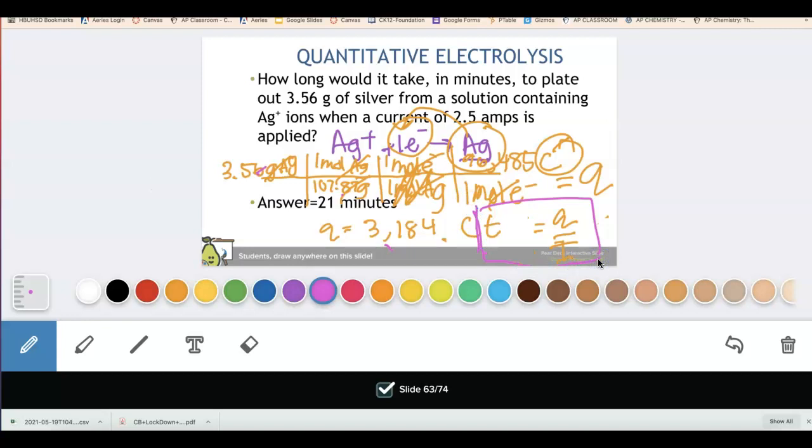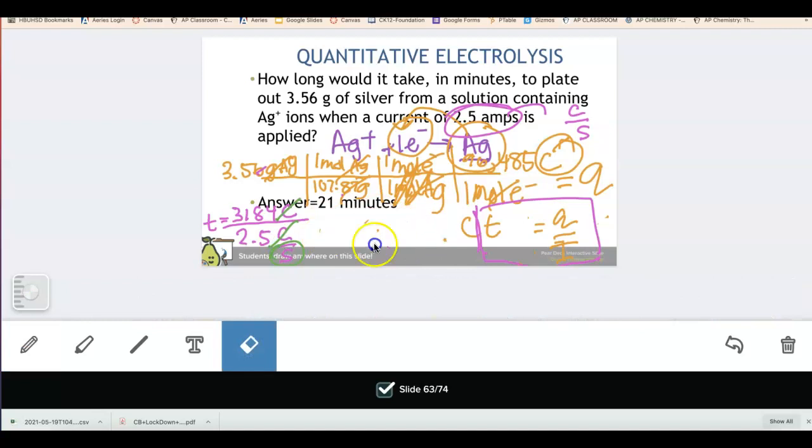T equals Q over I. So my charge was 3184 something coulombs divided by I, and I is current, and current is this. Now remember, an amp is the same thing as a coulomb per second. So I'm going to rewrite this just so you can see how the units work out: 2.5 coulombs per second. You can see that those coulombs cancel and we're left with seconds.